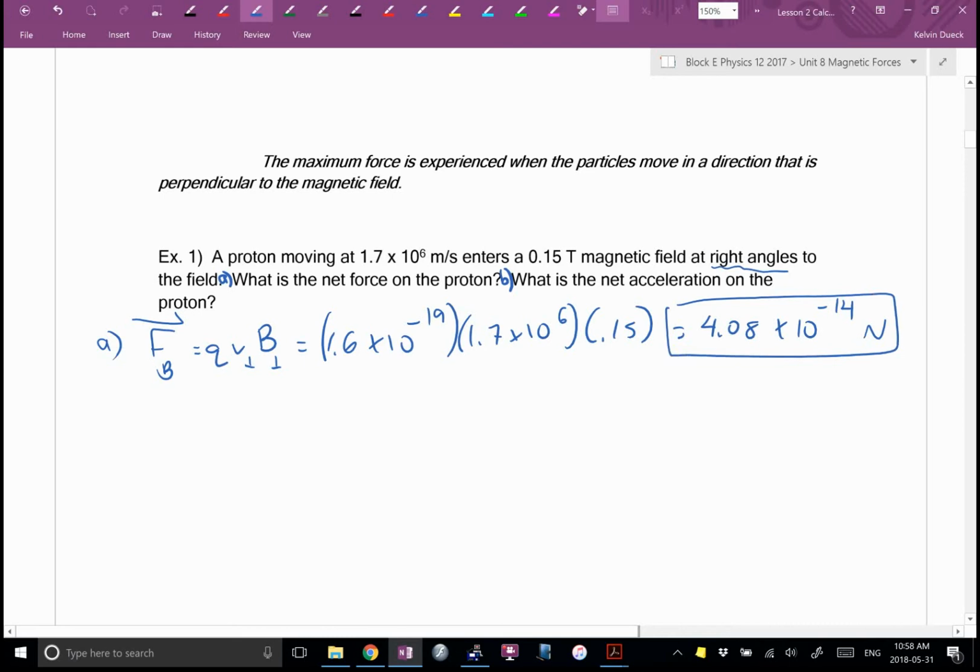Let's find the acceleration. Part B. Connor, how would I find acceleration if I know force? F equals ma. So you're saying I can just go a equals F over m, where F, I'm going to use my answer button. I'll write 4.08 times 10 to the negative 14. m, it's a proton. This is good review. It's on your sheet, right? I remember it begins with a 1. 1.67 times 10 to the negative 27.